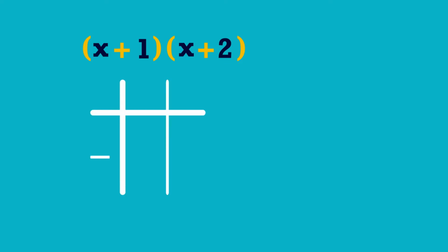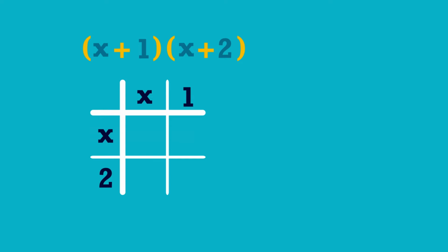I'm going to start with a simple example of x plus 1 in the first bracket and x plus 2 in the second bracket. Now, the first thing we need to do is draw our grid. This only needs to be a 3 by 3 grid, and I'm going to fill it in with x and 1 along the top from my first bracket, and x and 2 down the left hand side from my second bracket. My next step is to fill in this grid.